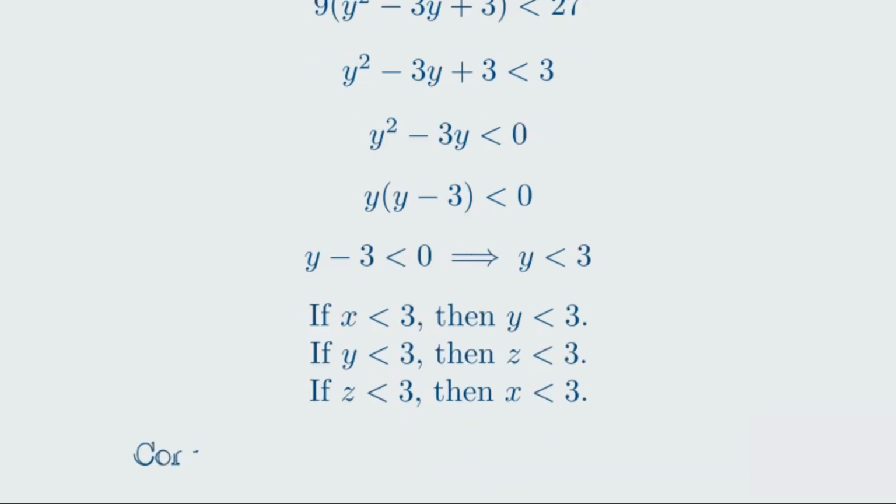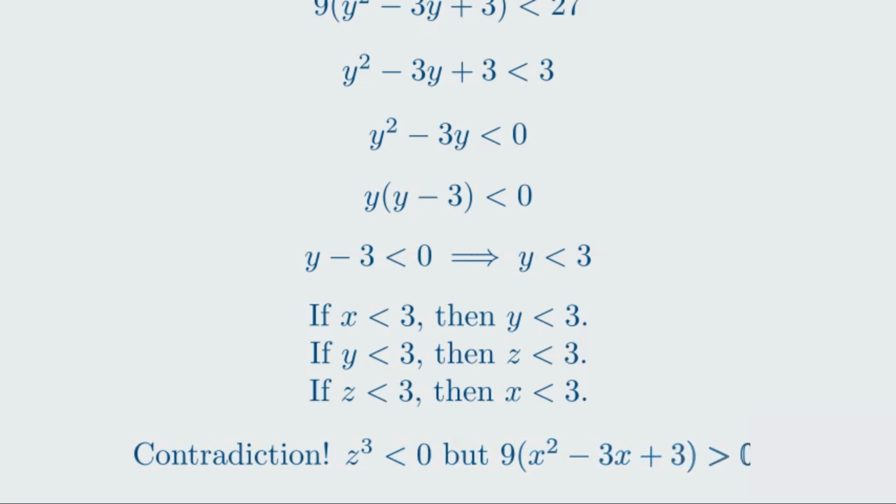Z cubed would be a negative number, but the right side, 9 times the x expression, we've already shown is always positive. A negative number cannot equal a positive number. This is our contradiction. We have reached a contradiction. Our initial assumption that x is less than 3 must be false. And by the same logic, y is less than 3 and z is less than 3 are also false. This fulfills our objective of finding a proof for this case.